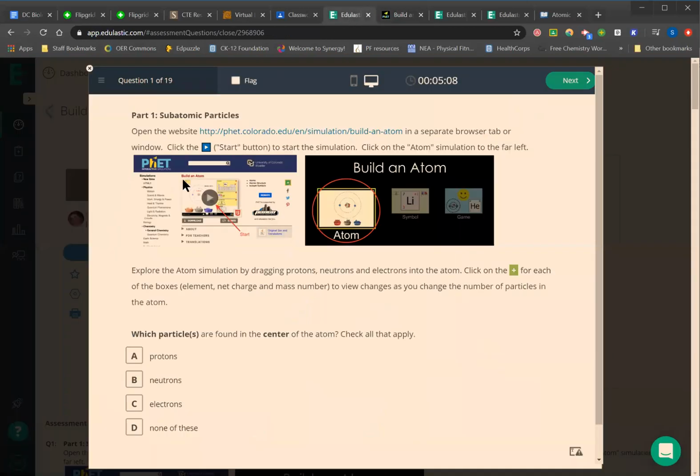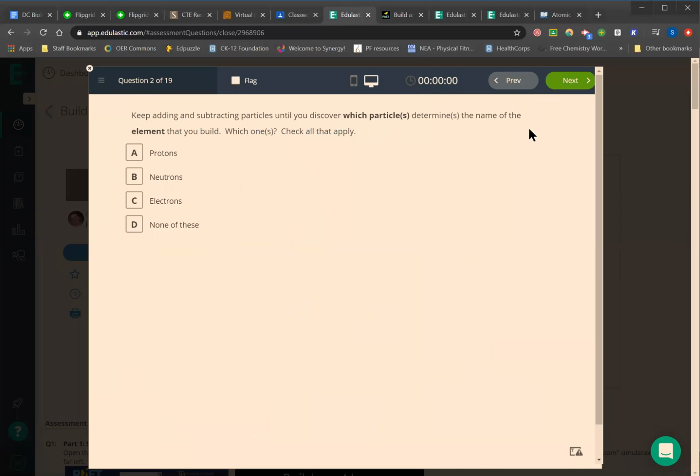Okay, so here we are. Which particles are found in the center? We now know those red ones were protons, the gray ones were neutrons. These didn't stay in the middle. And I'm going to go to the next question. Keep adding and subtracting particles until you discover which particle determines the name of the element that you build. Oh, we found that out right away, remember? I added another proton and it changed from hydrogen to helium.